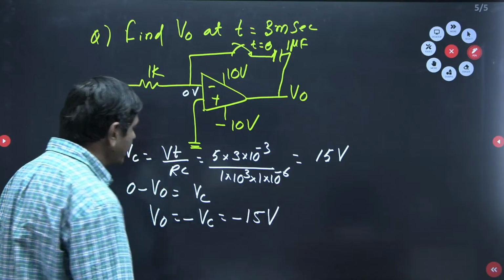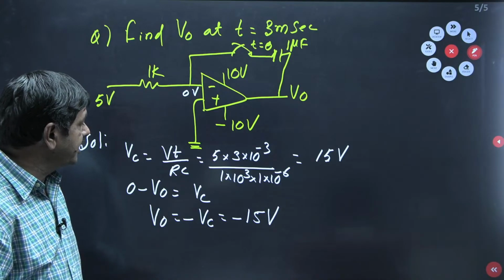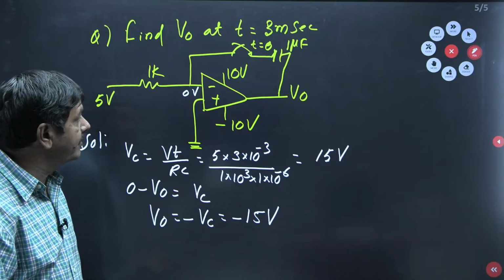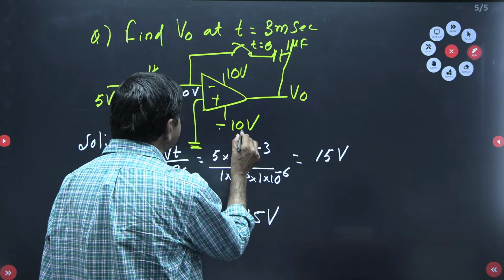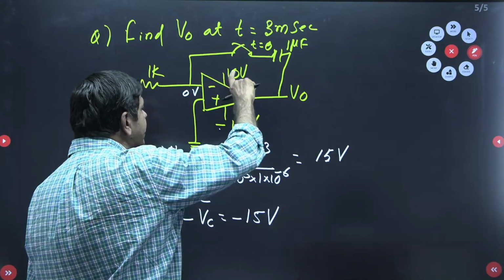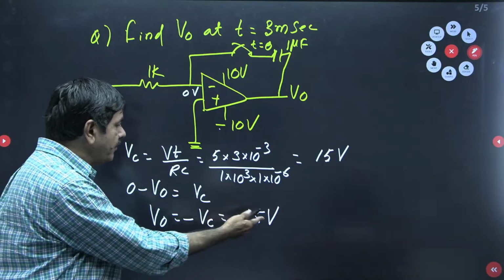But I am asking the question now. Is this circuit in a position to give minus 15 volts or not? Can it give minus 15 volts? Minus Vsat is nothing but minus 10 volts, plus Vsat is given as 10 volts only. The output must be within this range only. Minus 10 to 10 only it can give. Here minus 15 volts is impossible.